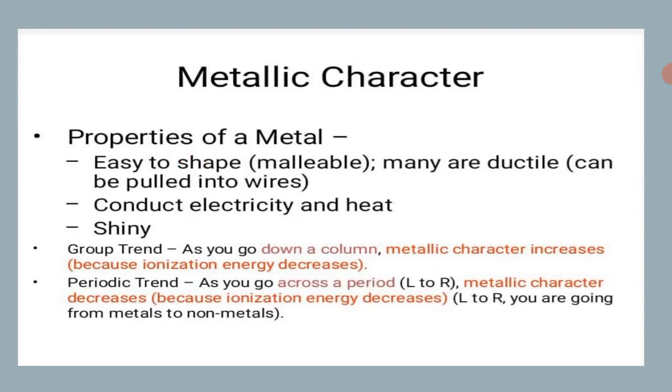Metallic character. These are the properties of metals. They are easy to shape, can be pulled into wires, conduct electricity and heat, and are shiny in nature. Along the group, as we go down a column, the metallic character increases because ionization energy decreases. In the periodic trend, as we go across a period from left to right, the metallic character decreases because ionization energy increases. So as you move from left to right, you are going from metals to non-metals.